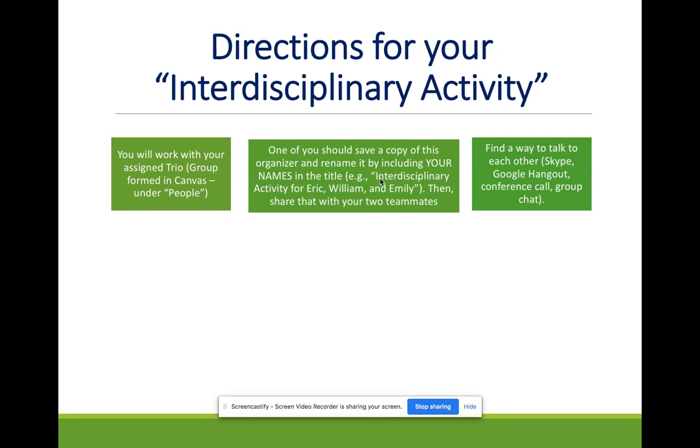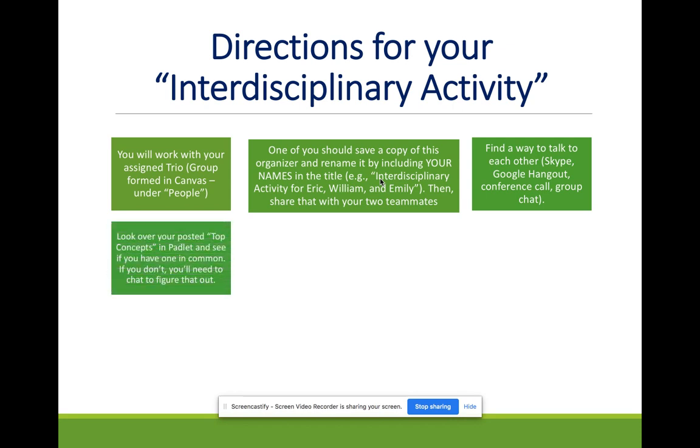Find a way to talk to each other. Maybe like Skype, maybe like Google Hangout, maybe like FaceTime, maybe like a conference call, maybe like a group chat. I don't care. But find a way to be able to talk to each other. You're going to look over your posted concepts in the Padlet and see if you have one in common. If you do, use that one. If you don't, you'll need to chat to figure that out.